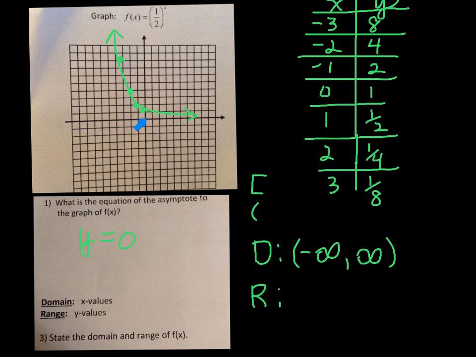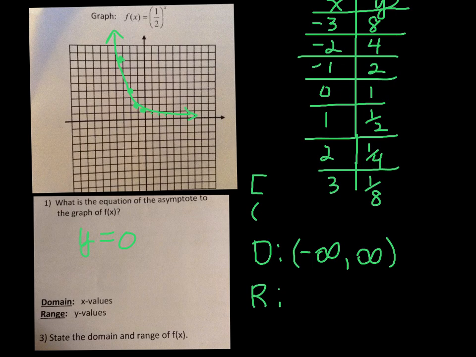So it's just above 0, because remember, this is an asymptote, the x-axis. So the graph never hits the x-axis. So we would be bigger than 0 and all the way up to infinity, because this graph keeps going up higher and higher and higher.